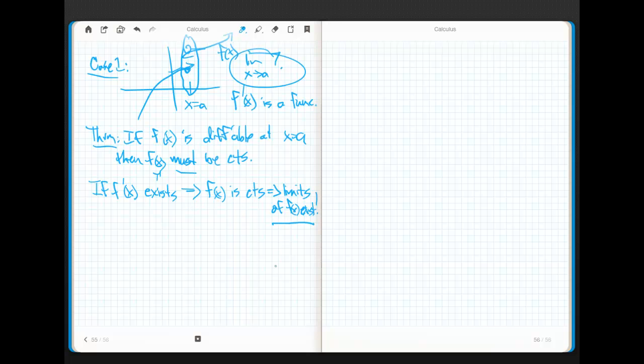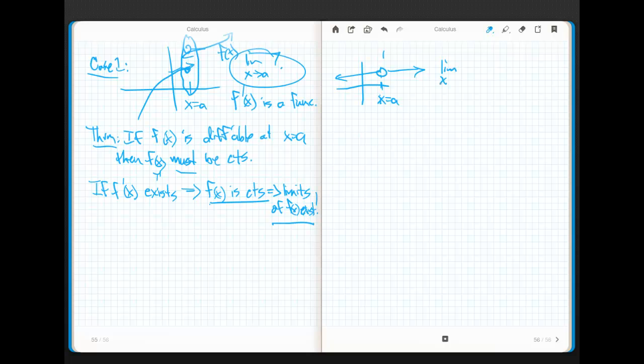In other words, if the limit exists, we know from experience, does this imply that it's continuous? Absolutely not. Remember, I could have a function that looks like this. Now, I can't take a derivative at this point because the function doesn't exist there. It has no tangent line. However, the limit exists. I know that the limit as x approaches a of f of x equals some L. However, it's not continuous, and therefore it's not diffable.